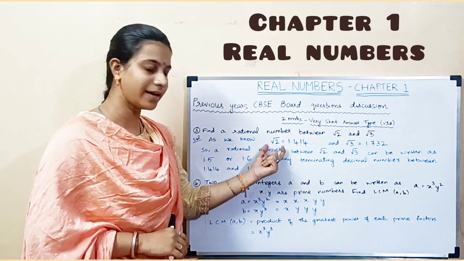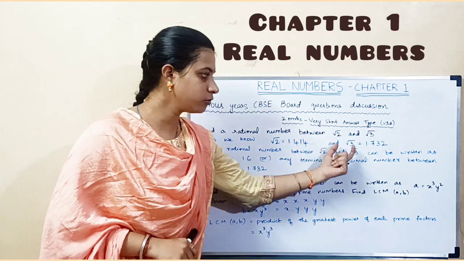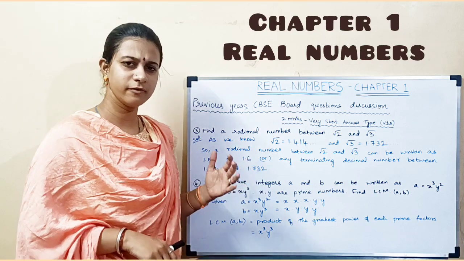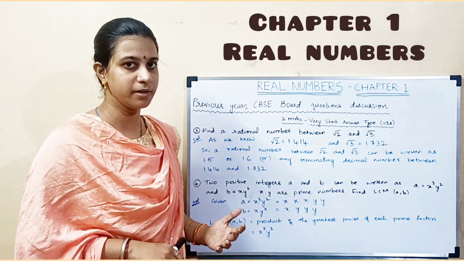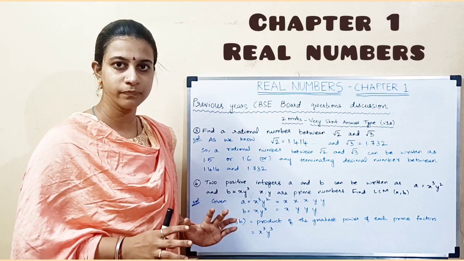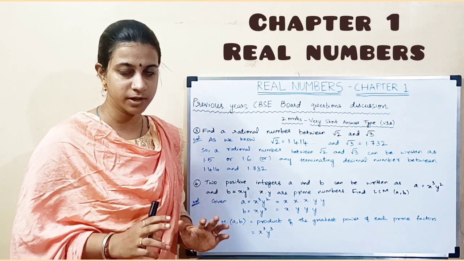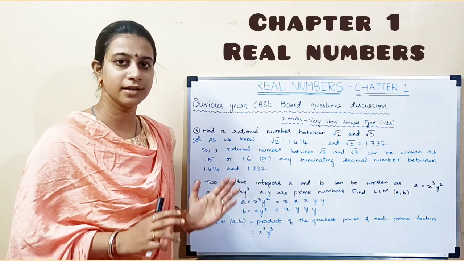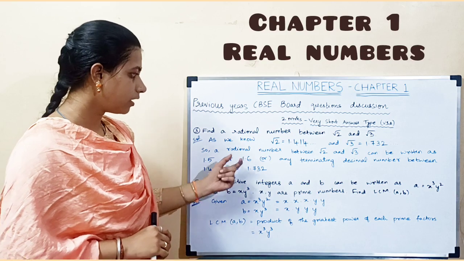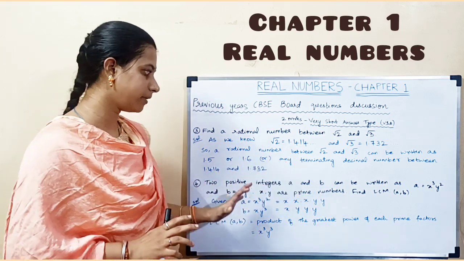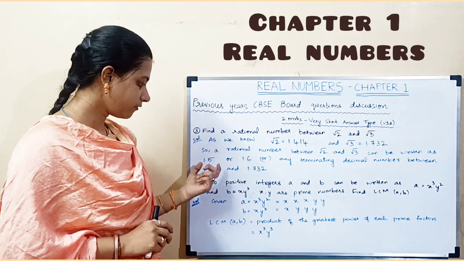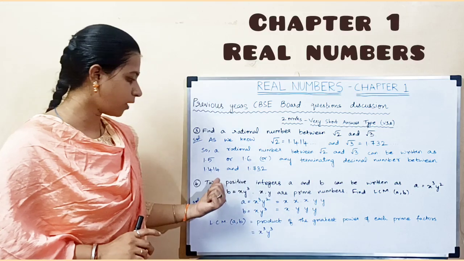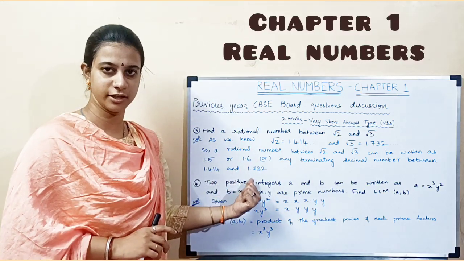Root 2, we know the value is 1.414, and root 3 we know is 1.732. Now to find a rational number, we know that a rational number is any number which can be represented in the form p by q, where q is not equal to 0, or in other words, any rational number has a terminating decimal expansion. So a rational number between root 2 and root 3 can be written as 1.5 or 1.6 or any terminating decimal number between 1.414 and 1.732.